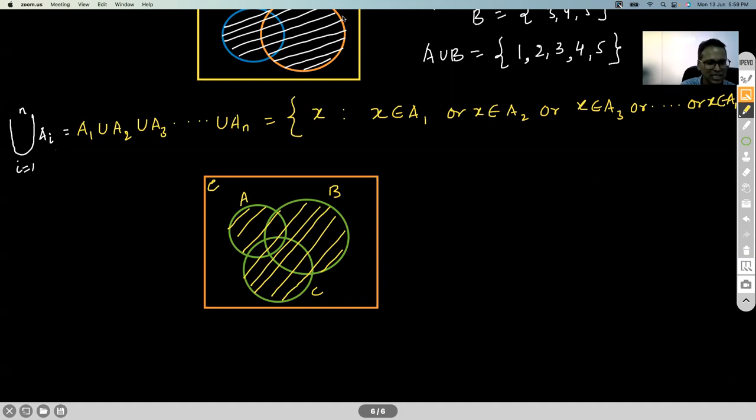Which intersection are you talking about? Intersection is common, right? You're talking about the intersection of all of them? We will come to it. Don't worry. Let's go step by step.